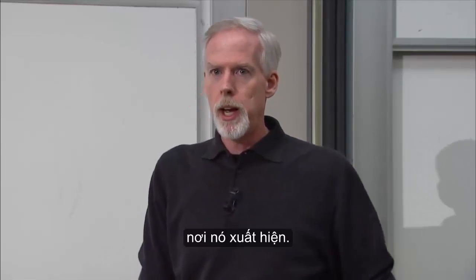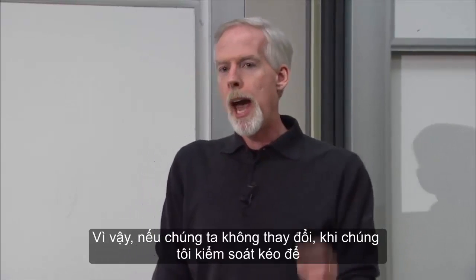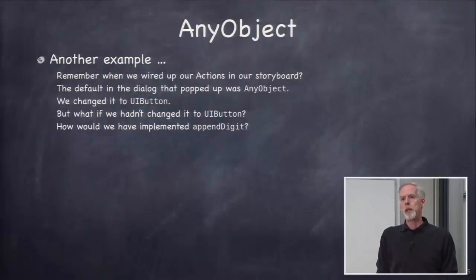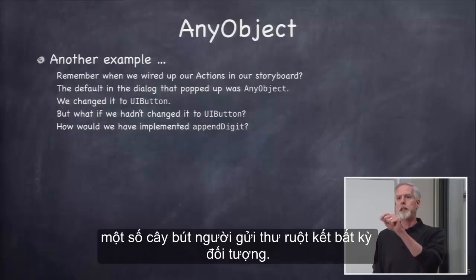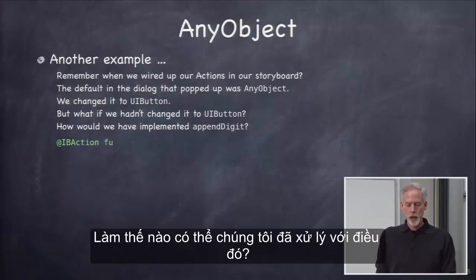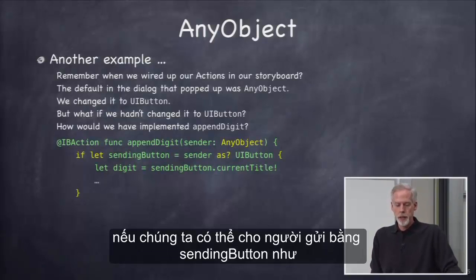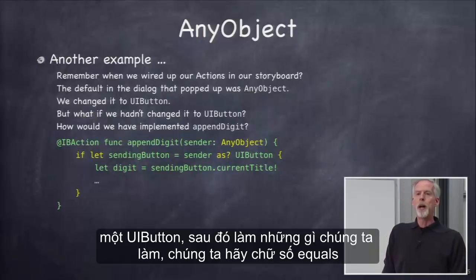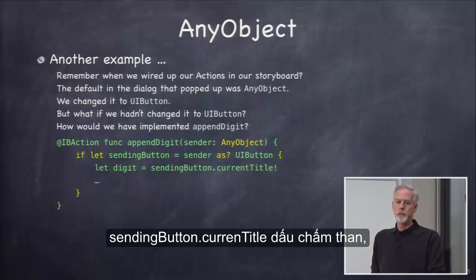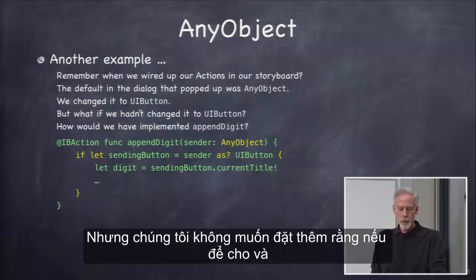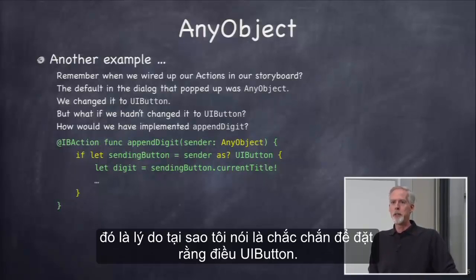Another example of AnyObject and where it appears. When we control dragged to make appendDigit, what if we had left it AnyObject? So we had appendDigit sender: AnyObject. How could we have dealt with that? Well, we just would have said, if let sendingButton equal sender as? UIButton, then do what we do. Let digit equal sendingButton.currentTitle!, et cetera. Make sense? But we didn't want to put that extra if let, and I hadn't taught you about as, so that's why I said be sure to put that thing UIButton. All right?